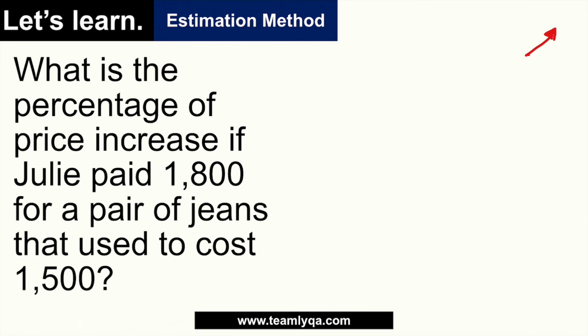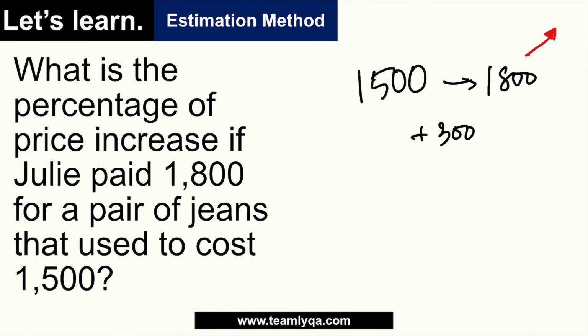Pero basically, pwede mong tansyahin kung ano yung increase ng price. Paano mo yun gagawin? You will start with the full price. Ang full price natin is 1,500. Now, yung 1,500 naging 1,800. Okay, ano ang nangyari? Nadagdagan siya ng 300. Paano ko nakuha yung 300? Ginawa ko lang na 1,800 minus 1,500. Okay, yan yung 300. So, ang tanong na next would be, anong part ng 1,500 yung 300?